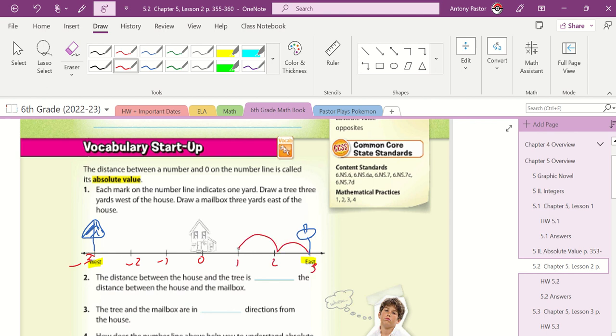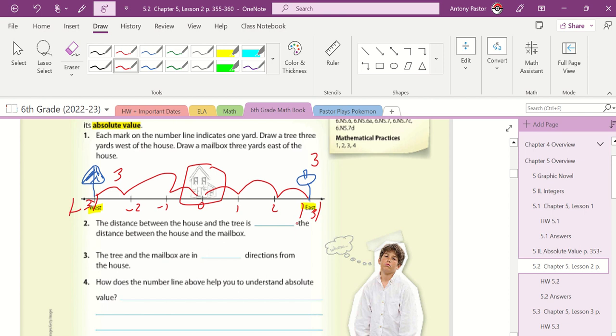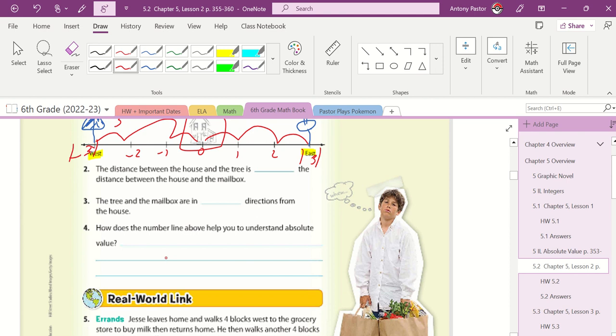They're all going to be 3 jumps away from the house. So the absolute value of -3 would be 3. And the absolute value of 3 would also be 3. The distance between the house and the tree is 3 yards. The distance between the house and the mailbox is also 3 yards. The tree and the mailbox are in opposite directions from the house. They are both 3 yards away from the house, no matter if you go to the west or the east. And then how does the number line above help you understand the value?